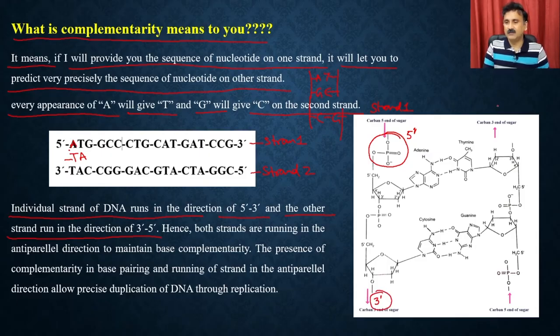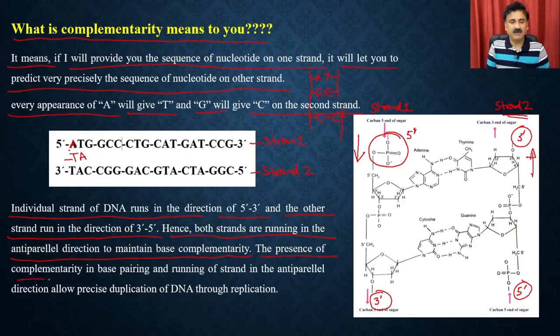The same is true for strand 2, but strand 2 starts in the reverse direction. So this one is running in this direction and this one is running in this direction. You can see the 5 prime group starts from the first base, and then from here it makes bonds with the subsequent bases. So this is the 5 prime end and this is the 3 prime end. That's how the DNAs run with complementary sequences, and they are also anti-parallel in direction. Hence, both strands run in the anti-parallel direction to maintain the base complementarity.